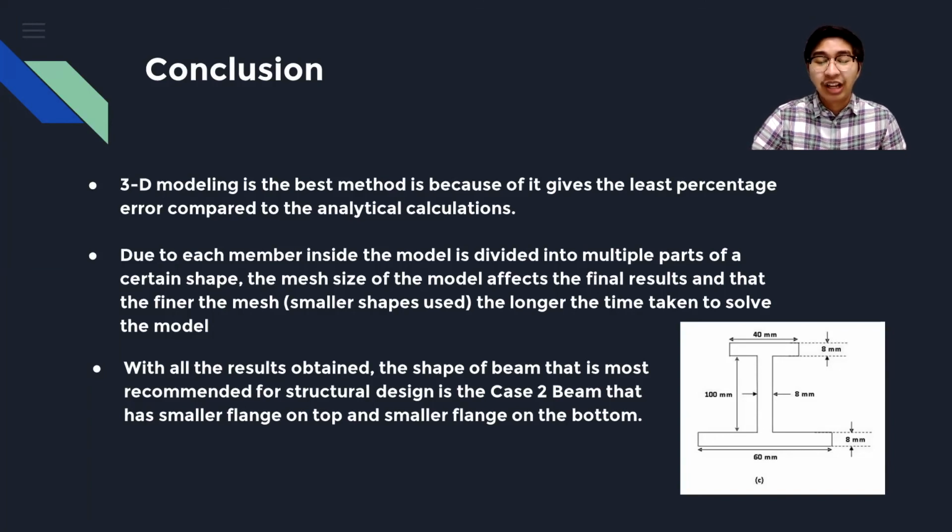From this project, it can be seen that the shape of the cross-section of the beam does affect the deflection. The beam with unsymmetrical shape, like case 1 in question 2, the L beam, gives a very large deflection compared to the other cases, whereas the I beam in question 2 gives way smaller deflection than the L beam. With all the results obtained, the shape of beam that is most recommended for structural design is case 2, the unsymmetrical I beam that has a smaller flange on top and a smaller flange on the bottom.